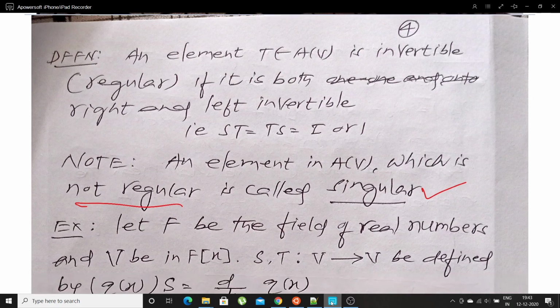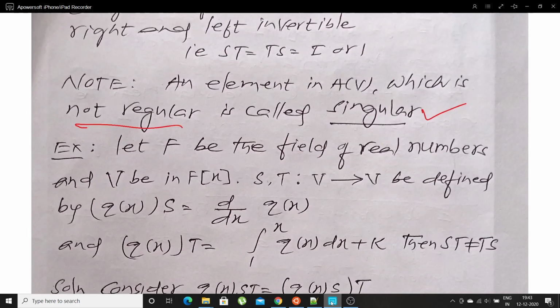Let me take one example. Let F be a field of real numbers. F is a field of real numbers. V be in F[x], that means set of polynomial rings. Then we have two mappings. S is a mapping from V into V. Similarly, T is also mapping from V into V, defined by two conditions. First one, q of x of S is equal to d by dx of q of x.